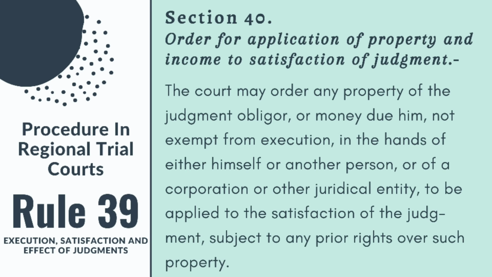Section 40. Order for application of property and income to satisfaction of judgment. The court may order any property of the judgment obligor, or money due him, not exempt from execution, in the hands of either himself or another person, or of a corporation or other juridical entity, to be applied to the satisfaction of the judgment, subject to any prior rights over such property.